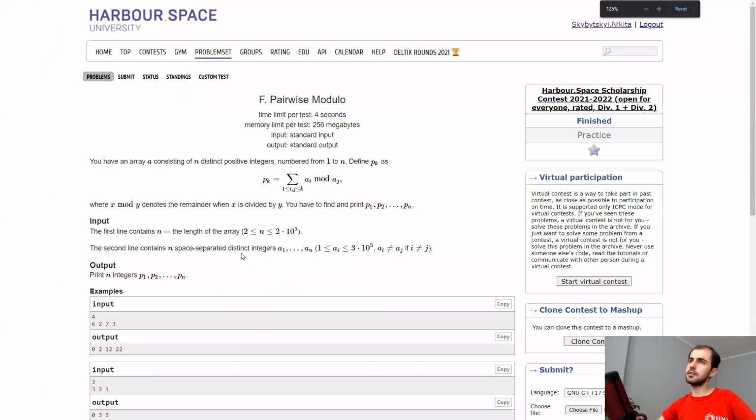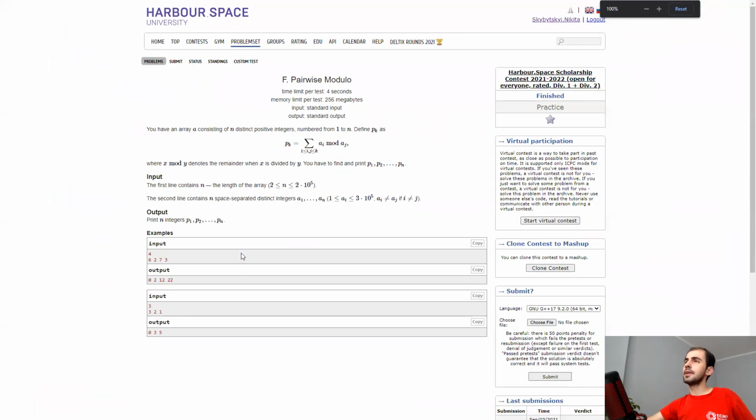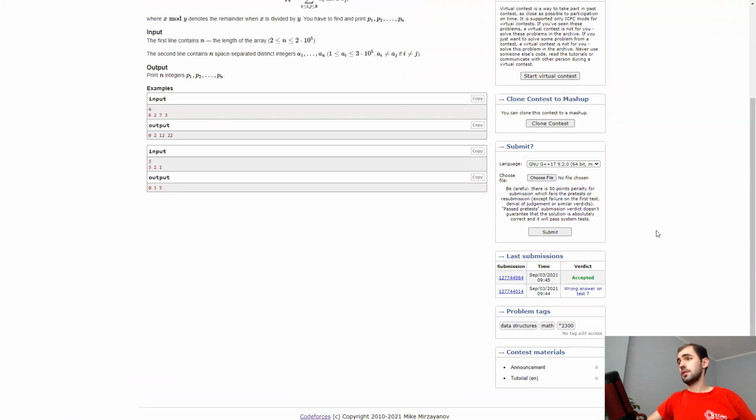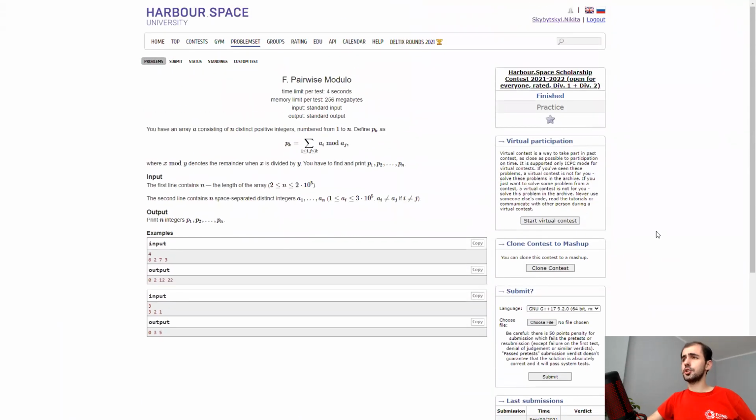But we will take a look at the second problem of today. It comes from a Harbor Space Scholarship contest. That is problem F, and it's 2300 rated, which mostly, unfortunately, comes from implementation difficulty, not from the problem difficulty itself. Because the problem is quite short. It gives you an array and it wants you to find some values of some sum for each prefix of this array.